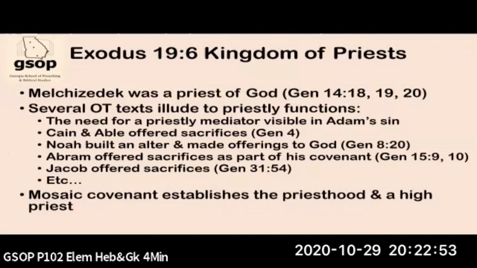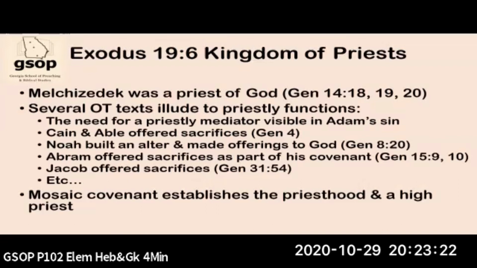And if we go beyond that and look at Exodus 19:6, a kingdom of priests, we're looking across the whole picture of all the epochs of time. Melchizedek was a priest of God, and this was before the priestly functions, okay? But there were priests in that time frame. He's called a priest of God. And there are several Old Testament texts that allude to priestly functions. There's a need for a priestly mediator that's visible in Adam's sin.